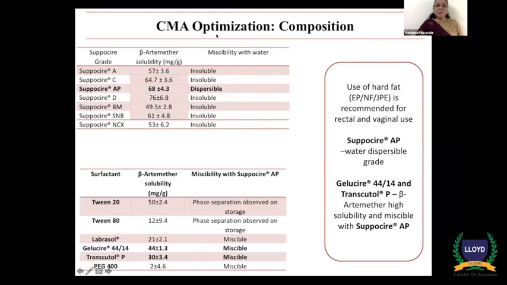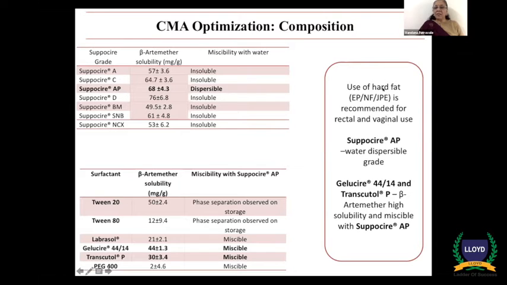For this CMA optimization, what I did is we looked at different suppository bases which are available. Suppocire bases are available from Gattefossé, which is a France-based company. What was important for us is if we are going to incorporate our self-microemulsifying system in a base, finally it should be dispersible. If the base does not release the SME, how will the drug get absorbed? So you can see that in all other bases it was insoluble, but in Suppocire AP it was dispersible. These are the studies which are very important and are warranted to be done.